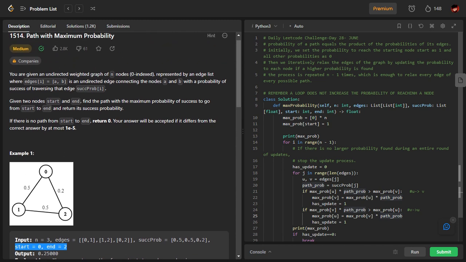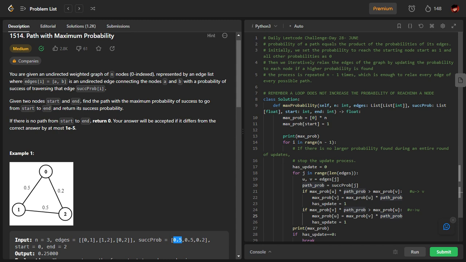Now let us see the question. We are given an undirected weighted graph of n nodes, 0 indexed, represented by an edge list where edges[i] = [a, b] is an undirected edge connecting the nodes a and b with a probability of success of traversing that edge, succProb[i]. So if I talk about the first element of this edge list, it's between 0 and 1, and the first element of the probability array will represent the probability of that edge. That's what they're trying to say.